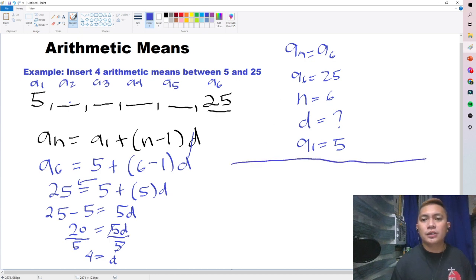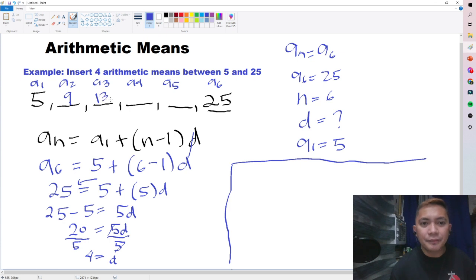To get the missing terms, simply add the value of 4 to the preceding term. Okay, kung a sub 1 ang first term natin, mag-add lang tayo ng 4 to the following term. So, pwede tayong mag-add direct to the missing term. So, 5 plus 4, that is equal to 9. Okay, 9 plus 4, that is 13. And 13 plus 4, that is 17. Then plus 4, 21. And then plus 4, 25.